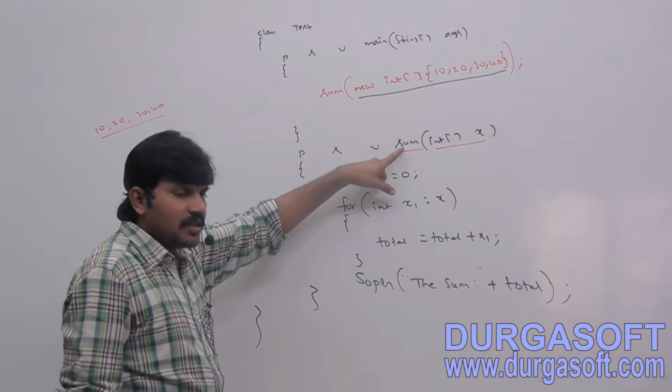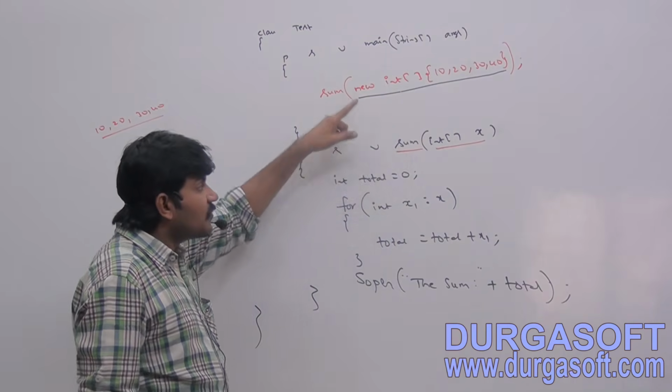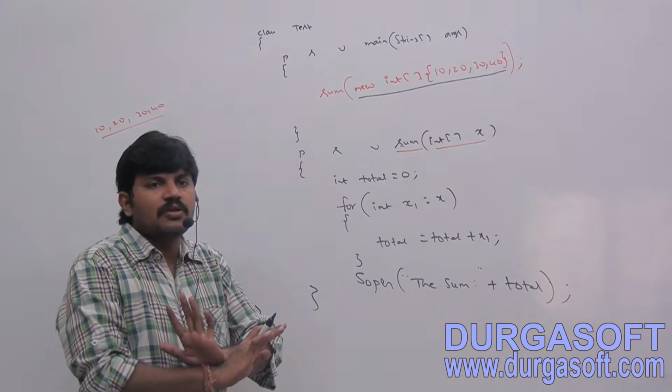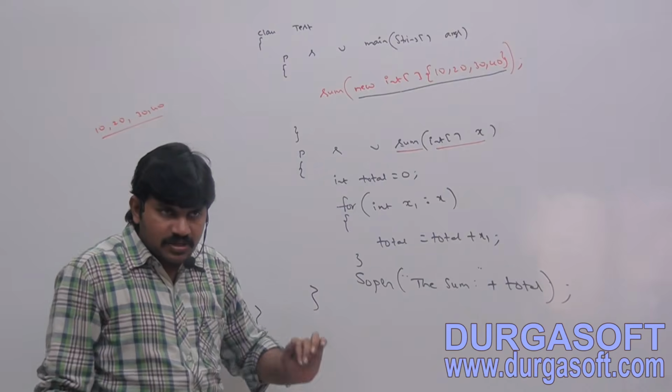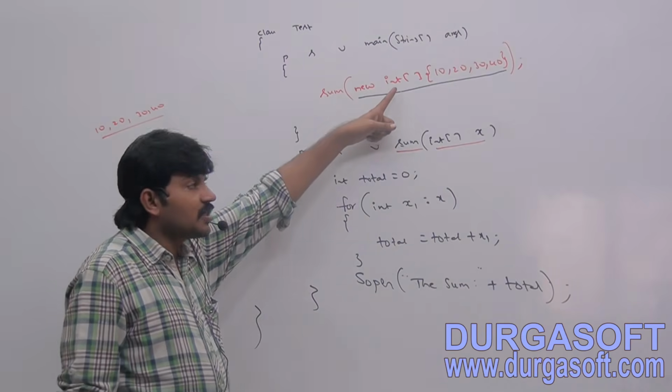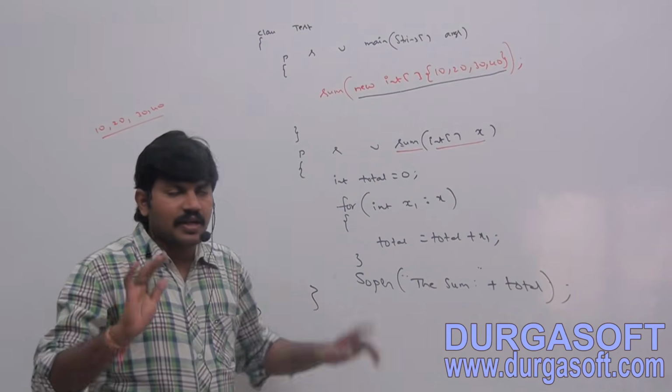Just to call a method, we require an array. But after completing the sum method call, we are not using that array anymore. Just for this one time usage purpose, a created array is by default considered as what? Anonymous array, right? Now I have one doubt.